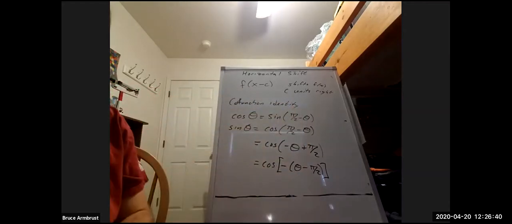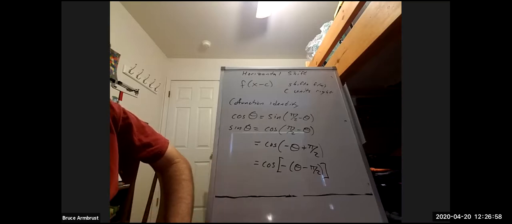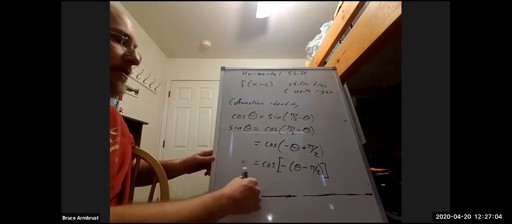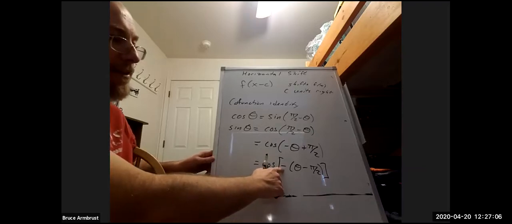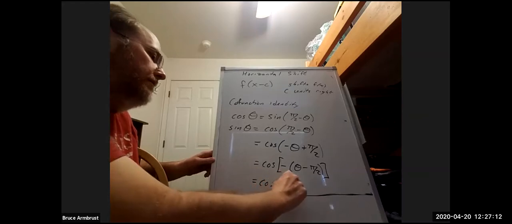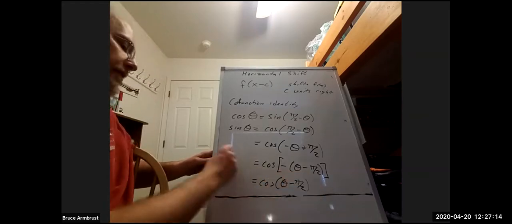So the negative becomes positive, the positive becomes negative. So this is starting to look a lot more like what we should see for horizontal, because we now have our theta minus pi over 2. But I still have that minus sign in. Well, what's going to allow us to take care of that is the fact that cosine is even. Since cosine is even, that negative on the inside doesn't matter. So I can completely ignore it.